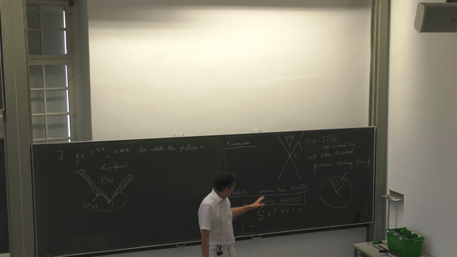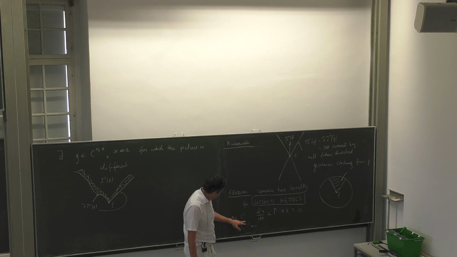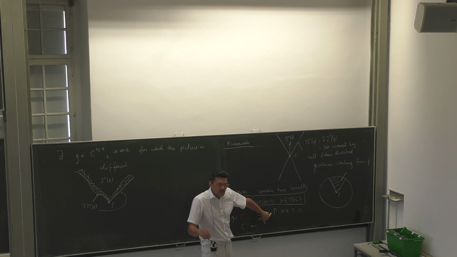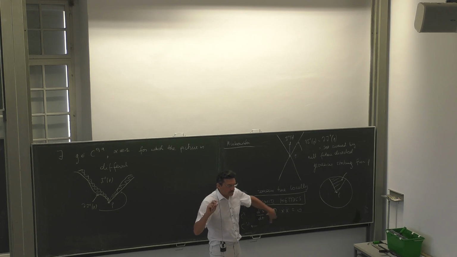So, right. If the metric is Lipschitz, so C0,1, then the Christoffel symbols would be L∞. So defined almost everywhere and bounded. And in this case, there's something called Filippov solutions of geodesics, which we can use here.